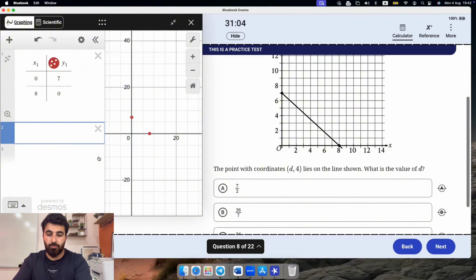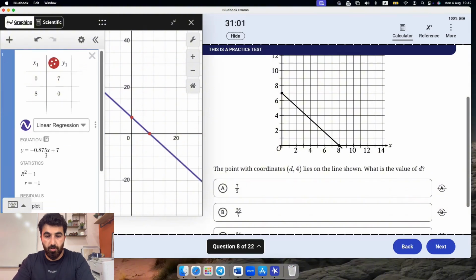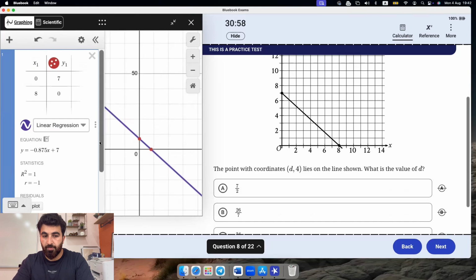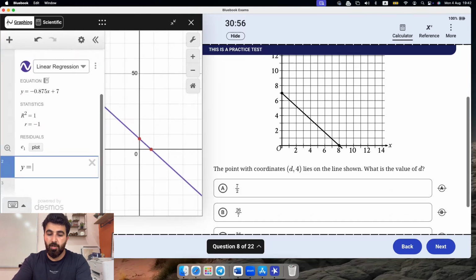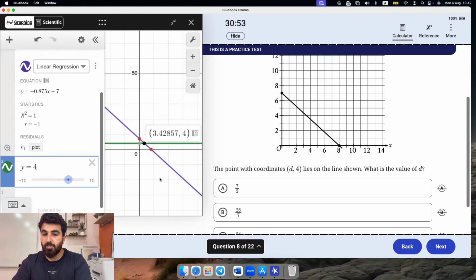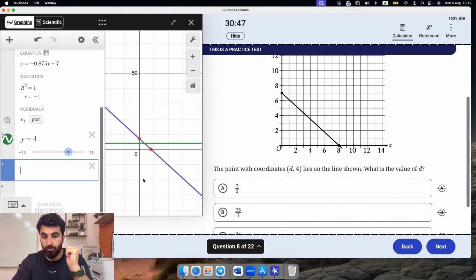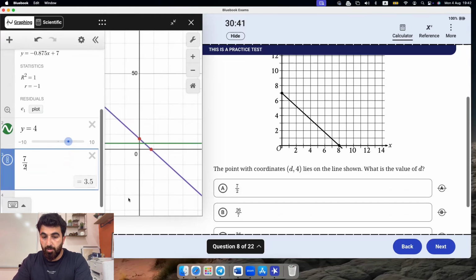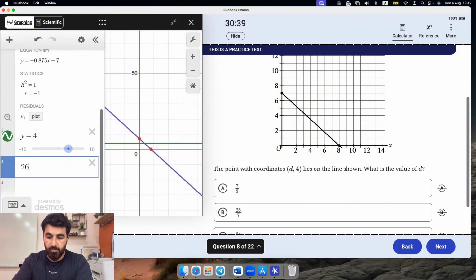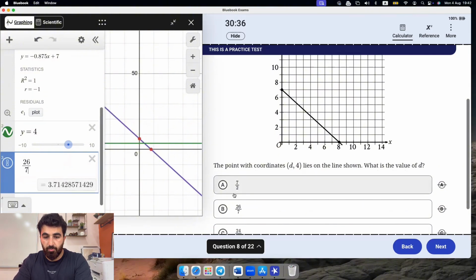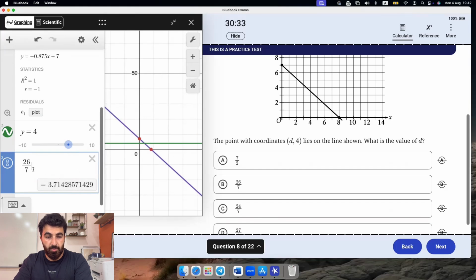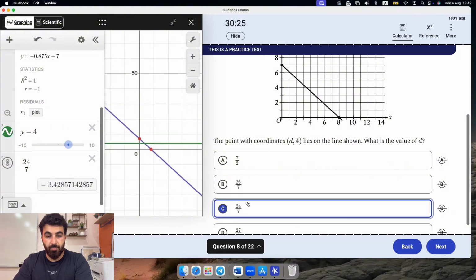This is a linear equation. Let's type this one. Okay, you see the graph is exactly the same as the graph given. So what we are looking for is, when y is equal to 4, what's x? X is 3.42. Let's check the answer key one by one to see which one is 3.42. A is 7 over 2, which is 3.5. B is 26 over 7, which is 3.71. C is 24 divided by 7, which is 3.42. Let's see if they are the same. Oh, you see, they're almost the same thing. So I'll pick C as the answer.